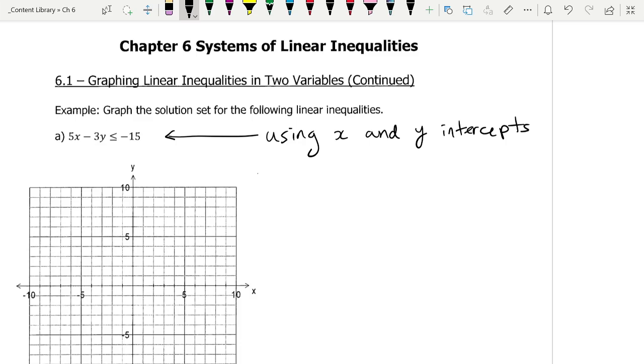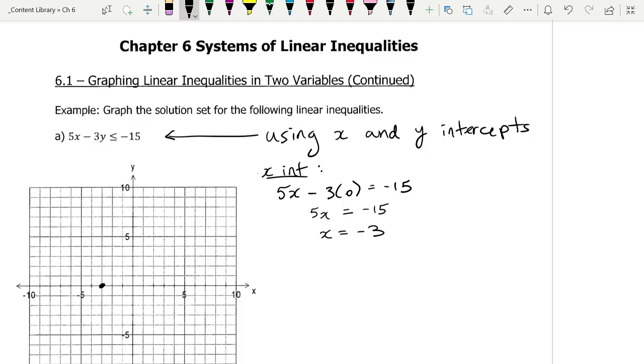Why am I picking this tool from my toolbox using x and y intercepts? Well, maybe you'll see as we solve it. How do you solve for x-intercept? The x-intercept happens when y is equal to 0. And I'm just going to use the equals right now because I'm just looking for a point. So this y is a 0. That means 5x equals negative 15. That means x is equal to negative 3. So x is negative 1, negative 2, negative 3. There's my x-intercept.